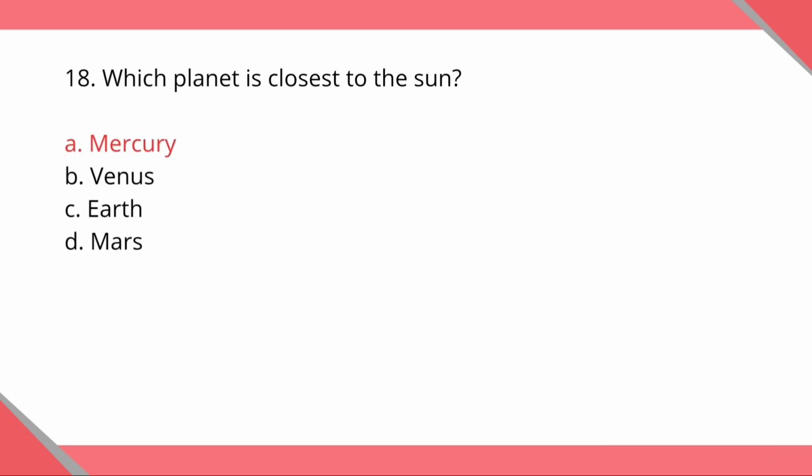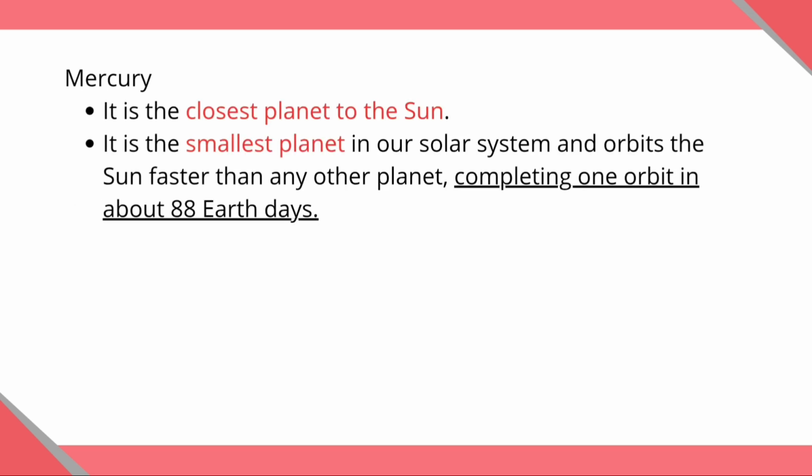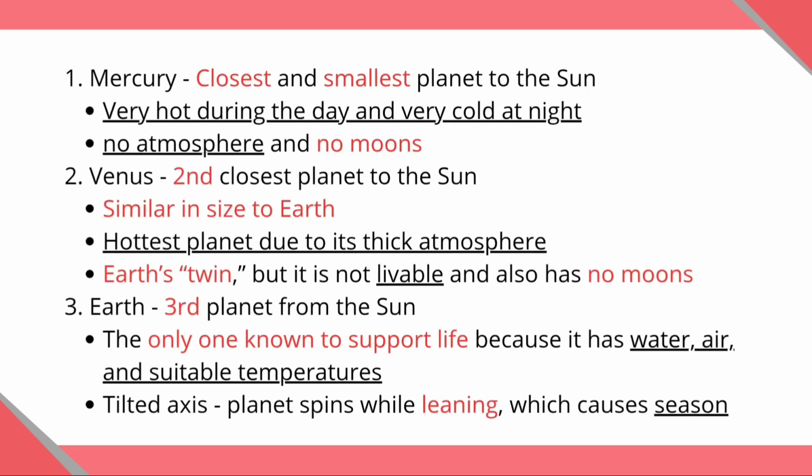The correct answer is letter A. Mercury. It is the closest planet to the Sun. It is the smallest planet in our solar system and orbits the Sun faster than any other planet, completing one orbit in about 88 Earth days. The first planet is Mercury.